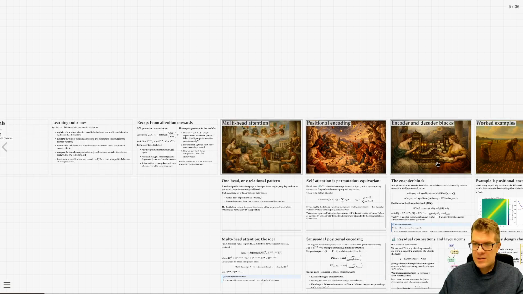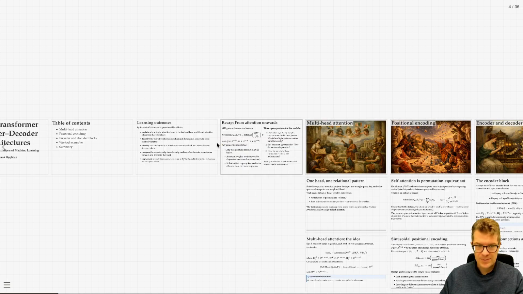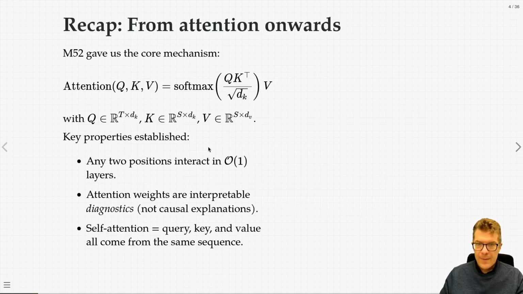I should note that these are the three main components of today's module: multi-head attention, positional encoding, and encoder-decoder blocks. So, in Module 52, we had this core mechanism which we call attention, and which has a couple of components to it.